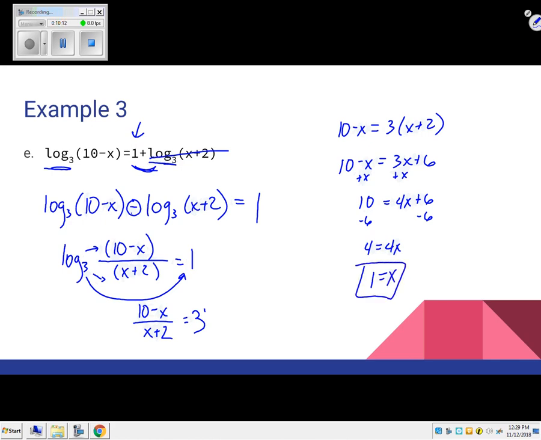Let me check it, though. I might not have a solution at all. If I plug 1 back in right here, it gives me a 3. That's a nice, healthy, positive argument. That's what I want. I plug in a 1 right here, I get 9. A nice, healthy, positive argument. So I feel good about my answer. x equals 1.